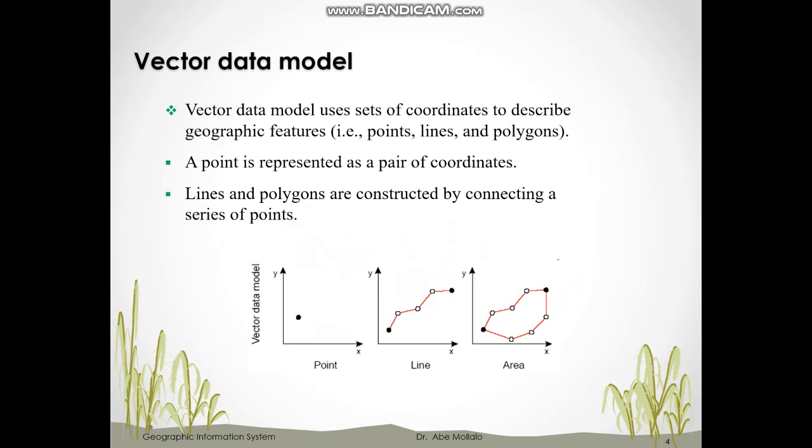Vector data model uses sets of coordinates to describe geographic features, or more specifically, object geographic features. You can use one pair of coordinates to define a point, or you can use a series of coordinates to construct a line or polyline, and you can use a series of coordinates to construct a polygon. So that's basically the vector data model. The key point is using coordinates to define points, lines, and polygons.